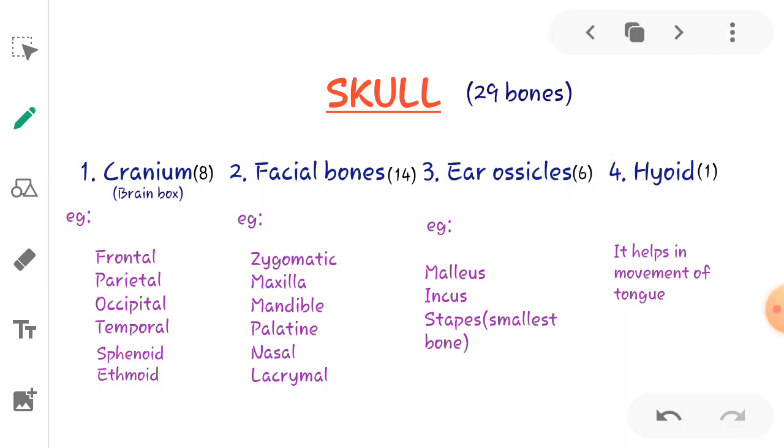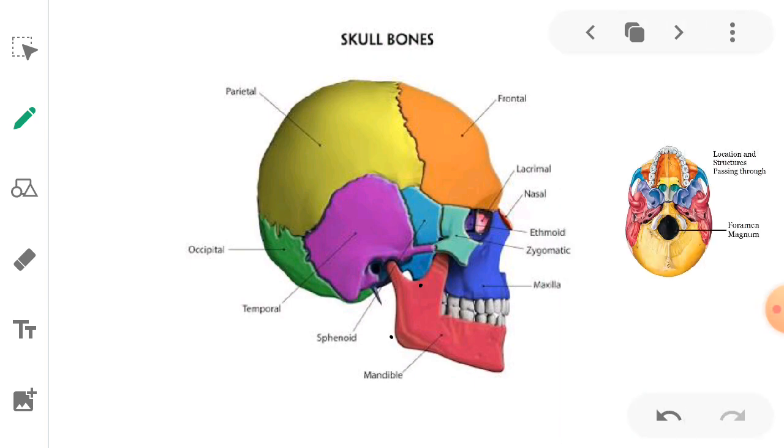Moving back to skull. Second, we have facial bones. These bones form the structure of our face. There are total 14 bones. Few are given here. Example: zygomatic, maxilla, mandible, palatine, nasal, and lacrimal. Let's see these different bones in the skull.